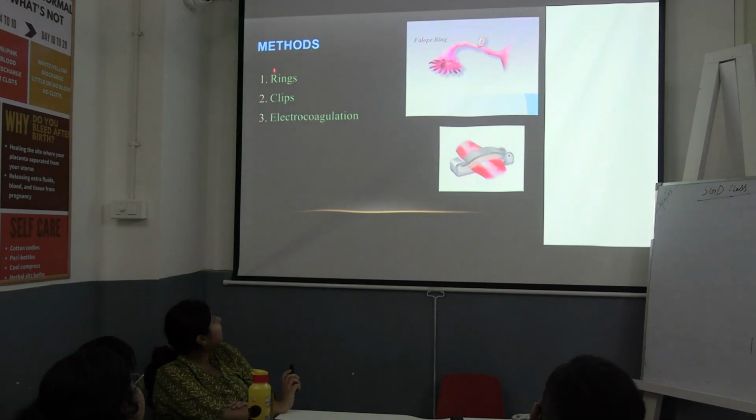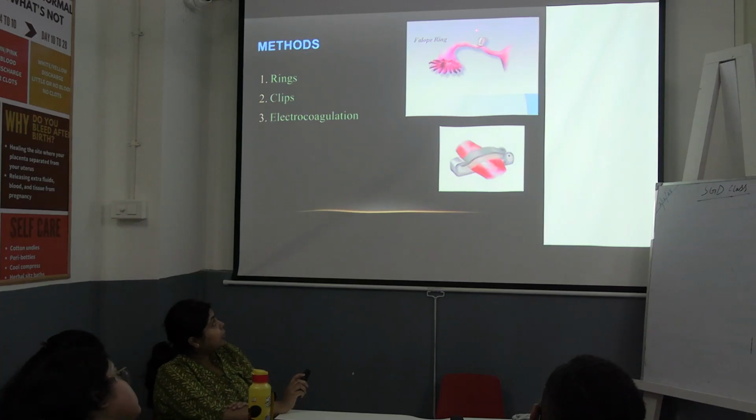Now, what are the methods? The most common method is the Fallope ring. Laparoscopically, we can also do it by using rings, clips, or electrocoagulation of the tubes. This is a Fallope ring. The Fallope ring is most commonly used for laparoscopic tubal ligation.